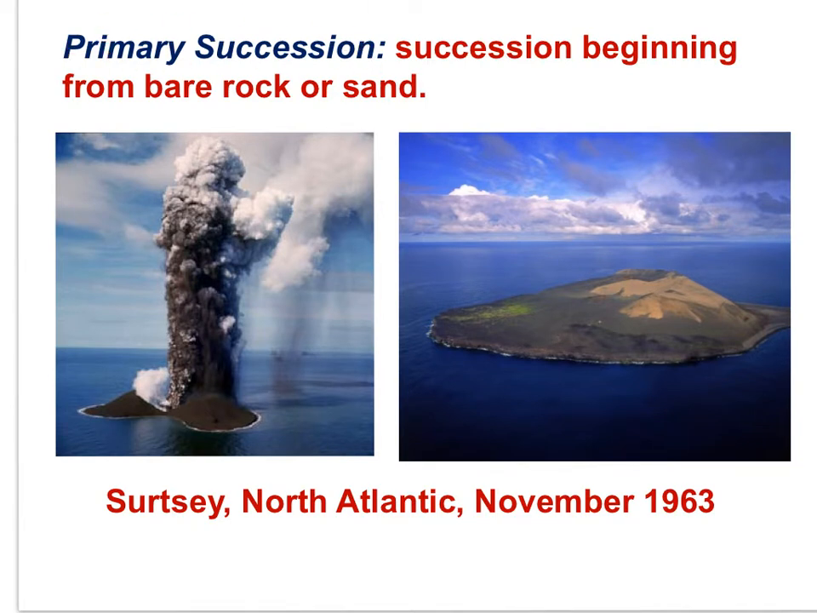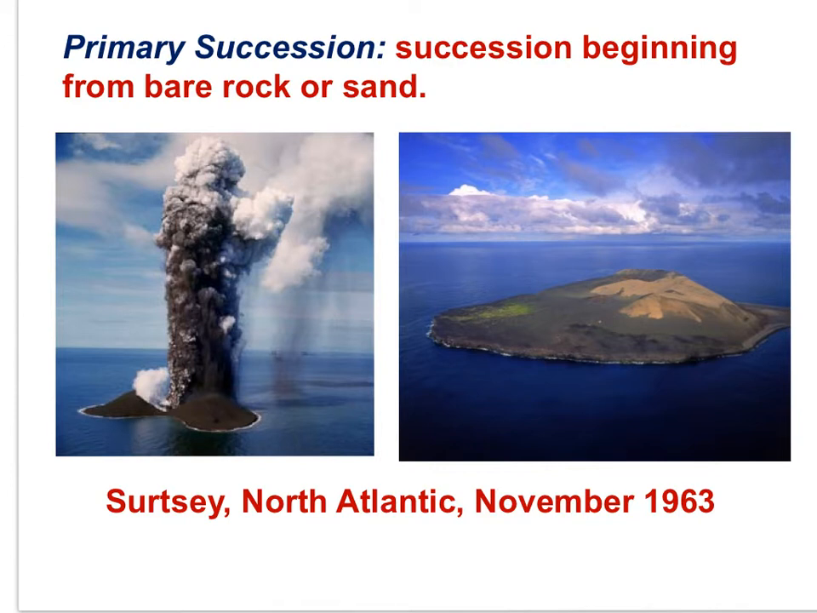Primary succession is succession beginning from bare rock or sand, as occurred here on the island of Surtsey, that was formed when a volcano breached the surface of the North Atlantic in 1963. Initially, there was no life, bare volcanic rock, but over time, with erosion and the arrival of various lichens and pockets of soil that will support mosses and small plants, primary succession occurred. With more time, one community gives way to another.